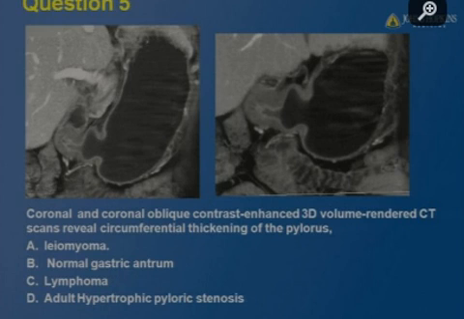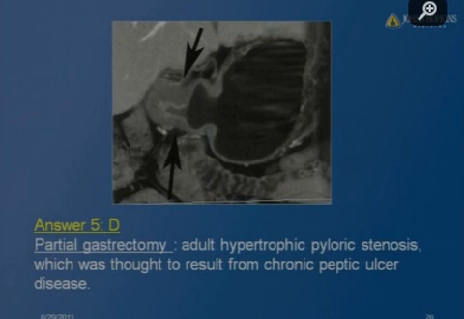Okay. We are divided between the normal gastric antrum and the adult hypertrophic pyloric stenosis. I totally agree. Normal gastric wall is up to 5 millimeters, 10 millimeters in some places. In the gastric antrum, we can go up to 12 millimeters. But in this patient, when the surgery was needed due to stenosis after partial gastrectomy, it was found to be an adult hypertrophic pyloric stenosis that has resulted from the chronic peptic ulcer disease.